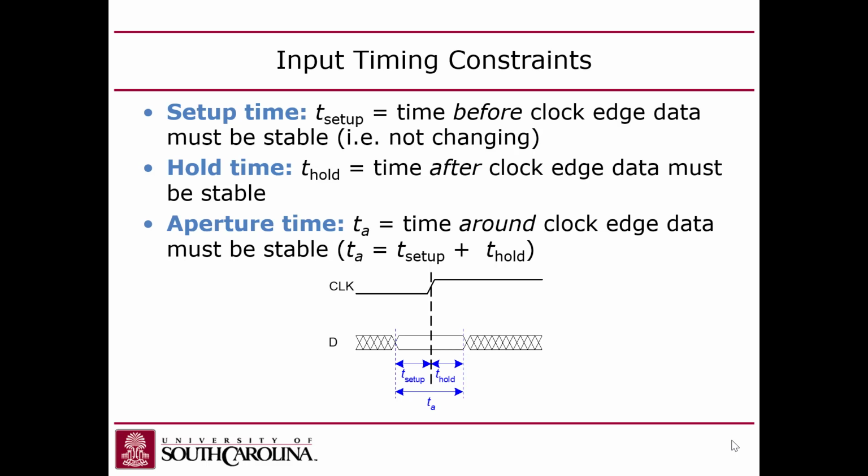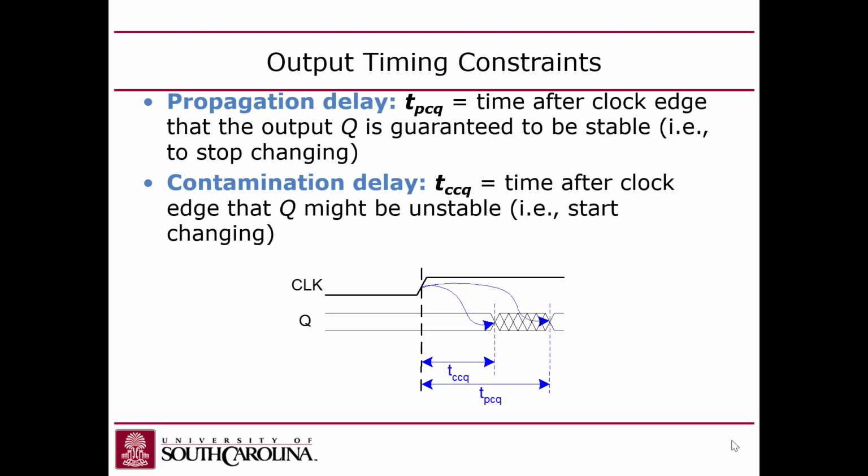Make sense? Okay, so let's look at some examples of that. First of all, let's define a few things. Remember we talked about propagation and contamination delay, but we talked about those in terms of logic gates. Flip-flops also have propagation and contamination delay. So with the logic gate, typically you have T sub C, which is the contamination delay, and T sub P is the propagation delay, right?